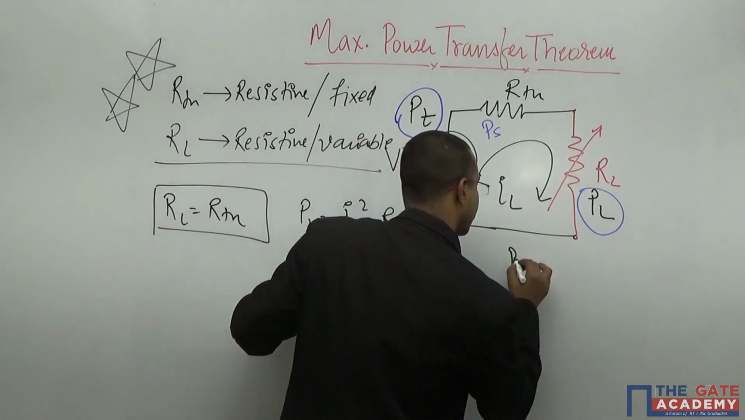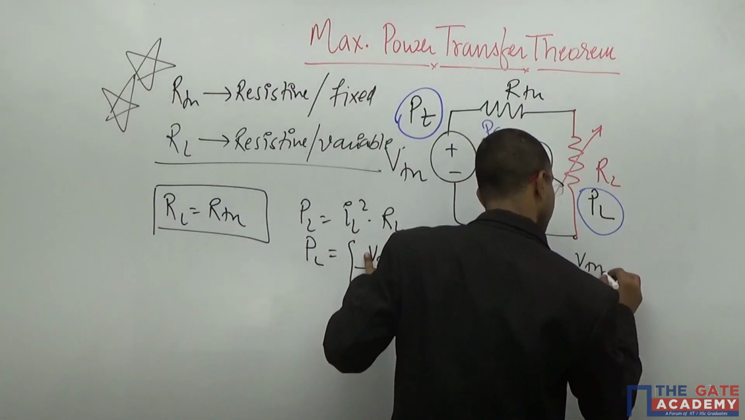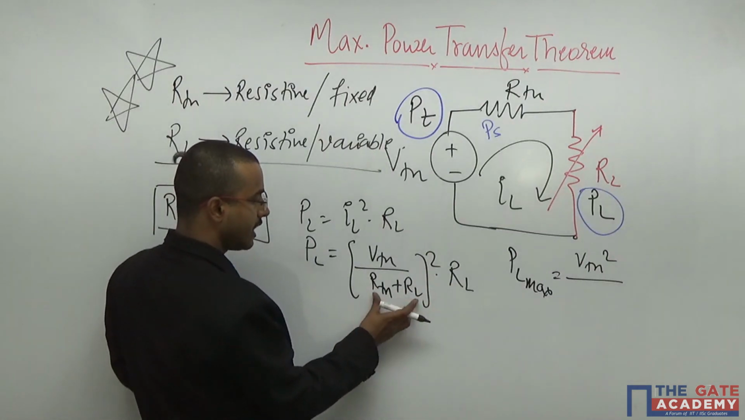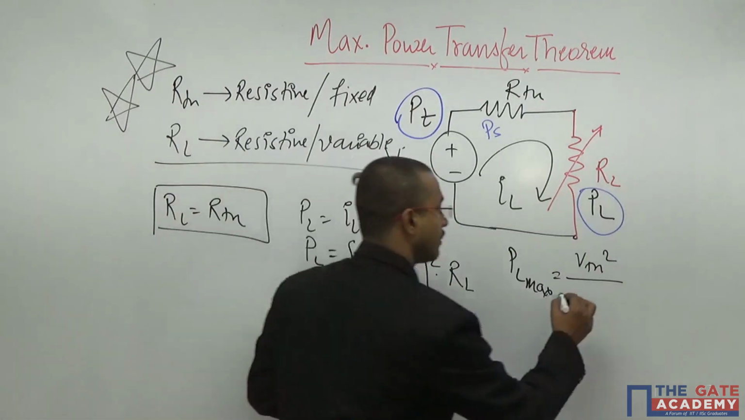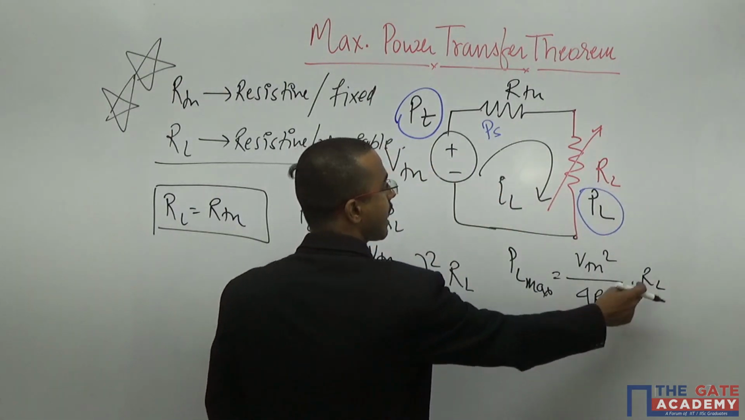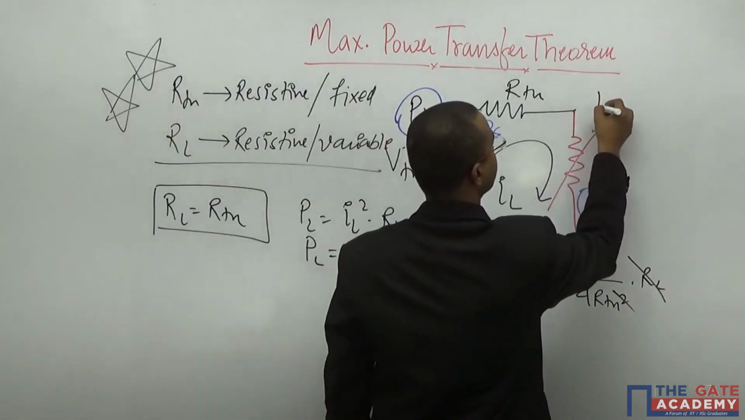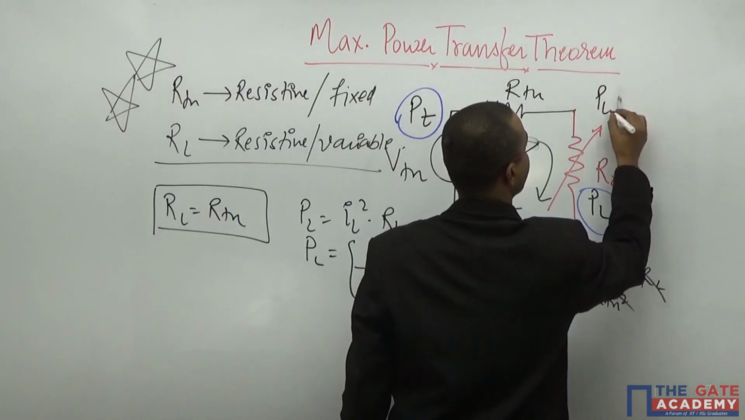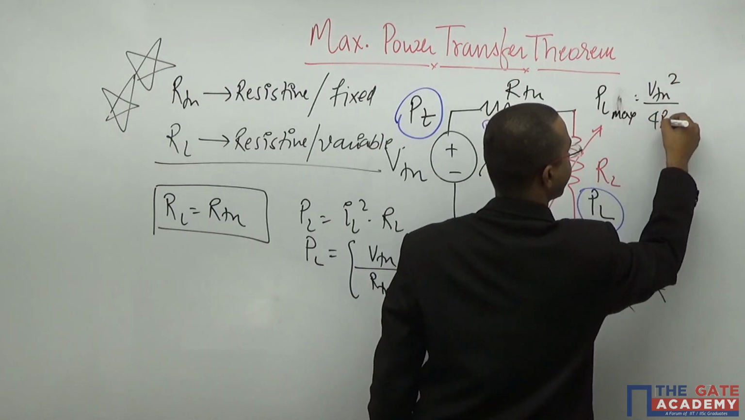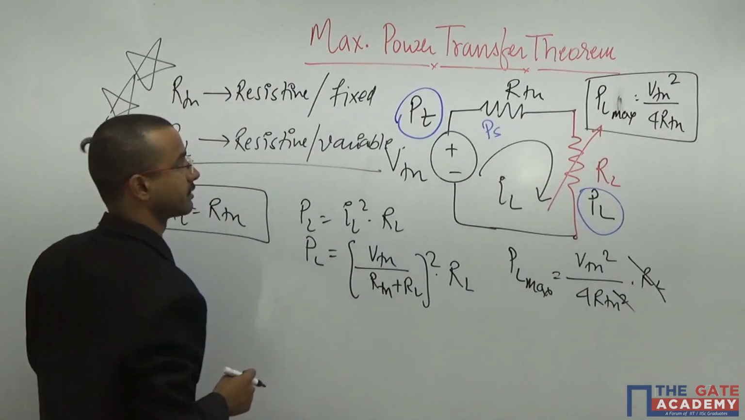That means PL max, the VTH square. Here you will put VTH and RL is equals to RTH. Here you will get 2 RTH. Square is 4 RTH square into RL. And RTH and RL are same. That means you will cancel out this. And at the last you will get the PL max is VTH square upon 4 RTH. And this is my second formula after this.